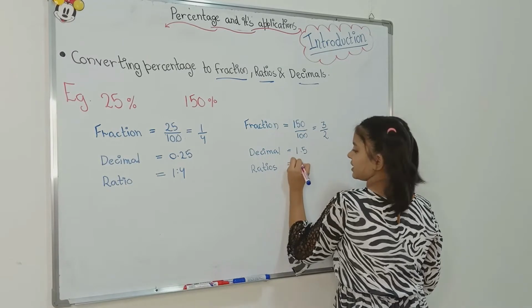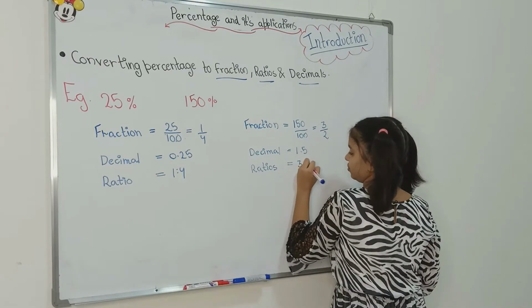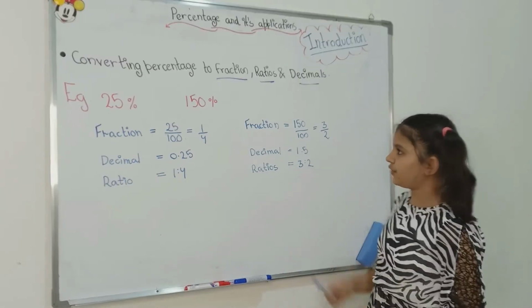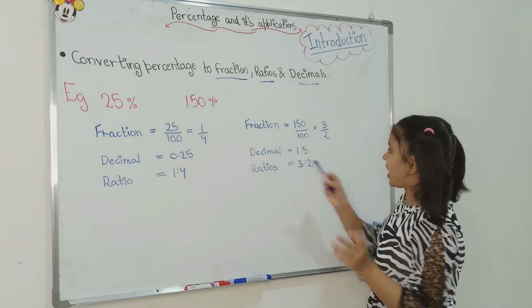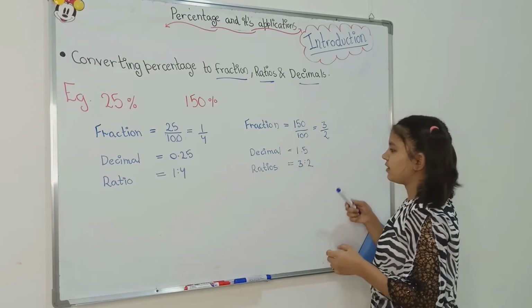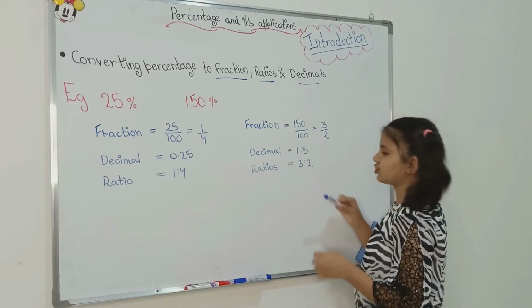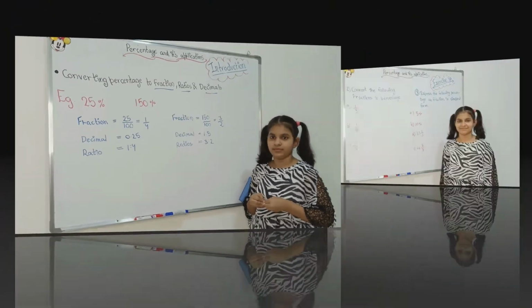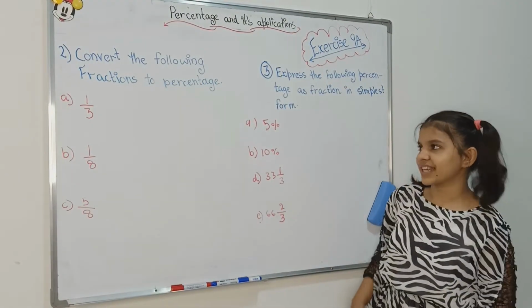Our answer we will get as 3:2. So for 150%, our fraction was 3 by 2, then in decimal, the decimal was 1.5 and the ratio is 3:2. Now we do the second question.